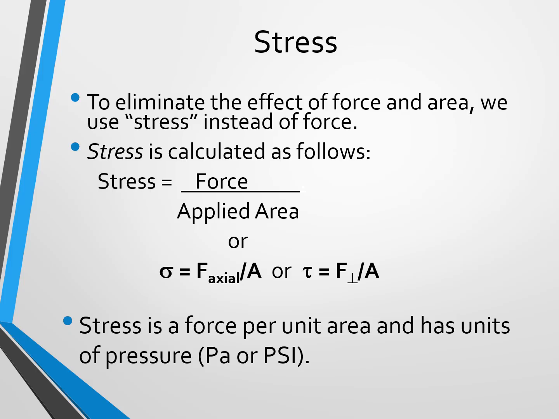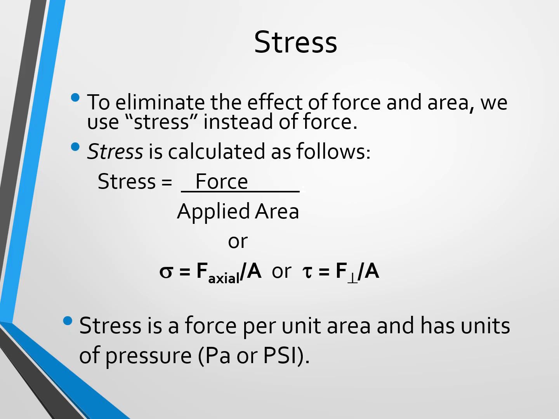Cross-sectional area is the area over which the force is applied. If the force is applied axially, like in tension or compression, then we use sigma to represent stress. However, if the force is applied perpendicular to the area, as in shear, then we use tau to represent stress. The key here is that stress is a material property, and it is independent of the sample tested.